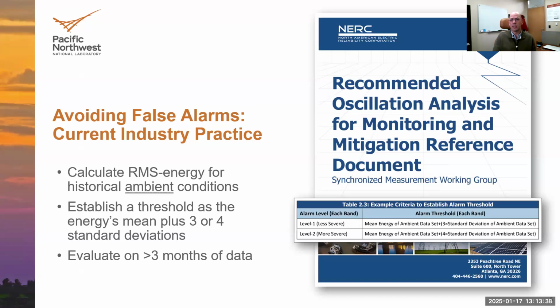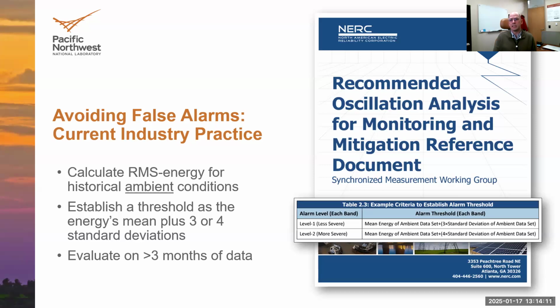And so the current industry practice, or at least one of the most common industry practices, is reflected in this NERC document put together by the Synchronized Measurement Working Group. What it recommends is calculating the RMS energy for historical ambient conditions. And then based on that, you set a threshold as the mean plus 3 or 4 standard deviations. So it's a really intuitive approach. It's got some engineering judgment behind it, and this is what's used today.